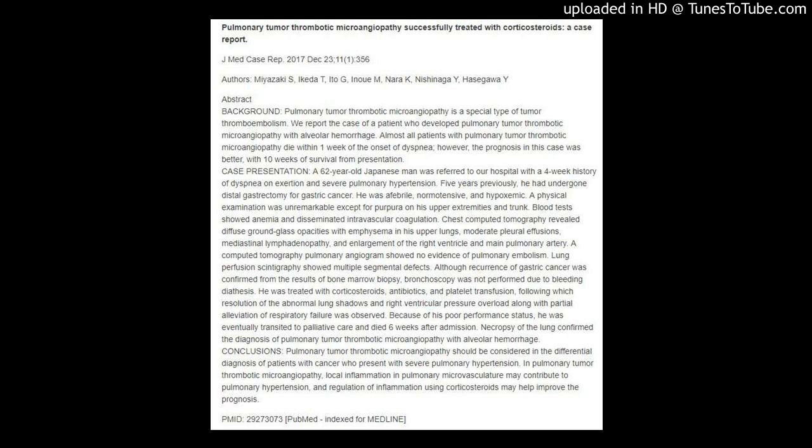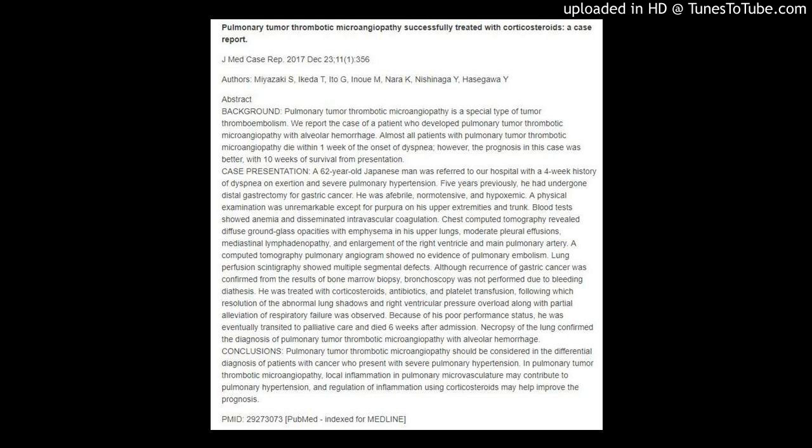Case presentation: a 62-year-old Japanese man was referred to our hospital with a 4-week history of dyspnea on exertion and severe pulmonary hypertension. 5 years previously, he had undergone distal gastrectomy for gastric cancer. He was afebrile, normotensive, and hypoxemic. A physical examination was unremarkable except for purpura on his upper extremities and trunk.